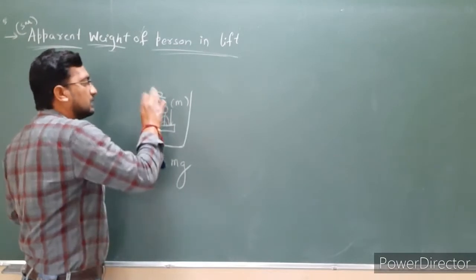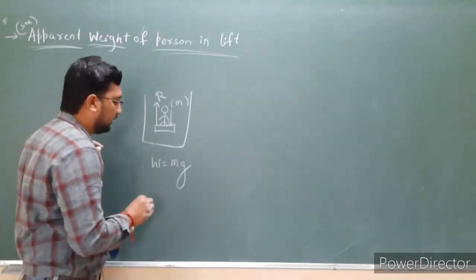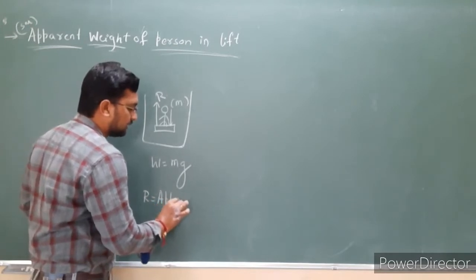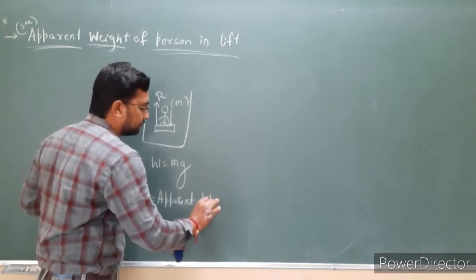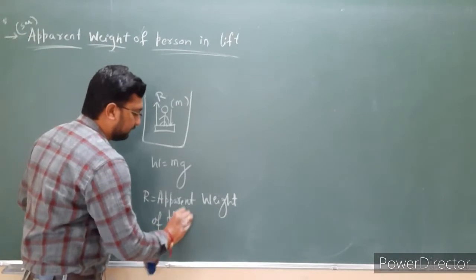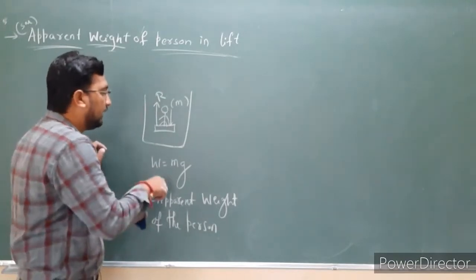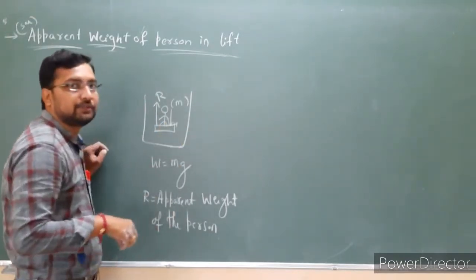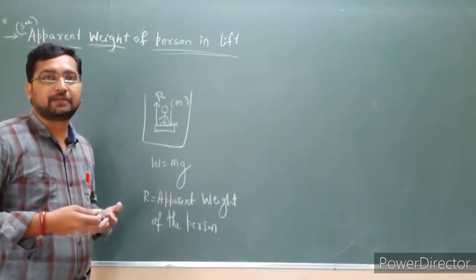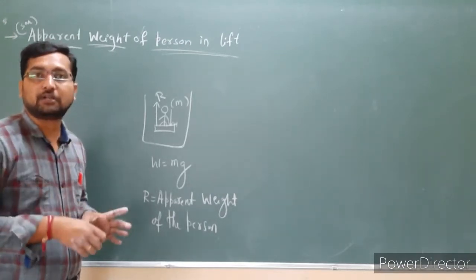The normal reaction gives the apparent weight of the person. So here R is the apparent weight of the person, and W is the actual weight of the person. Now we will discuss the variation of the apparent weight of a person when the lift is at rest, and when the lift is moving in the upward or downward direction.